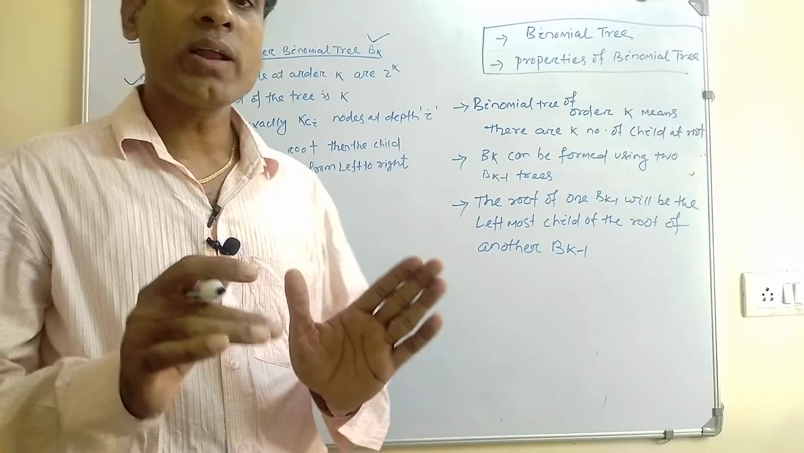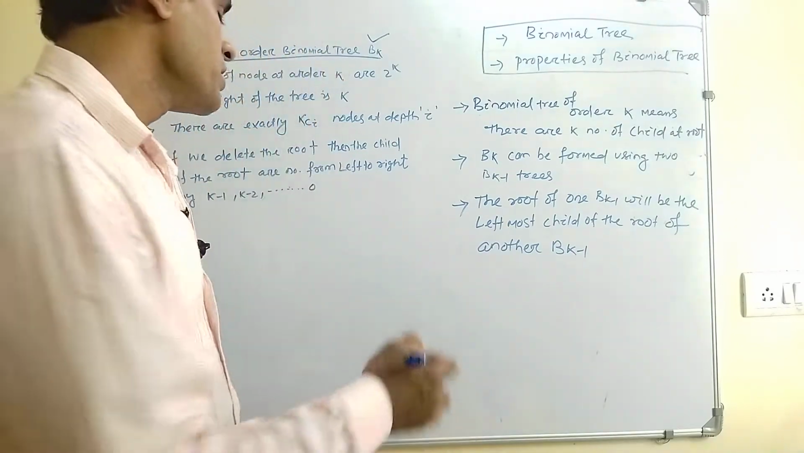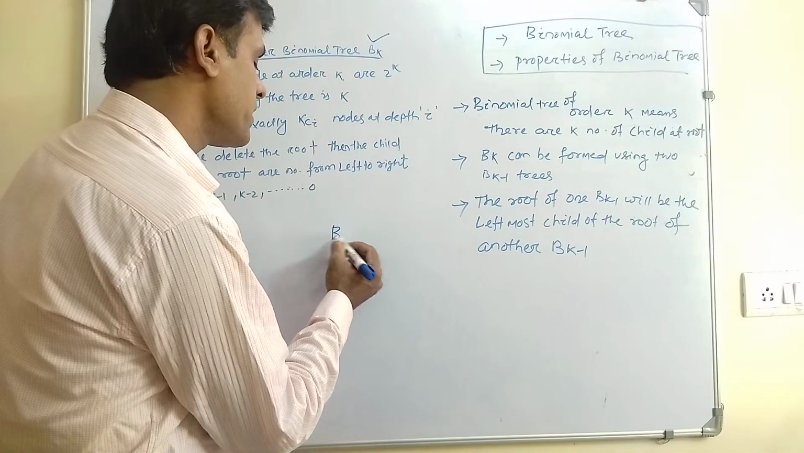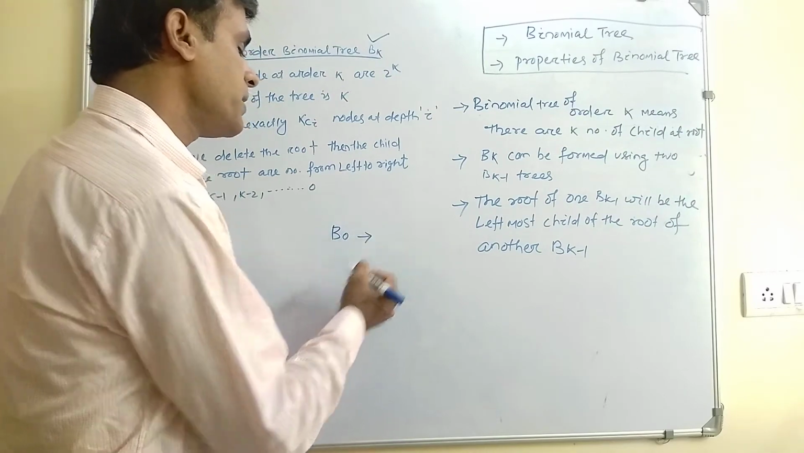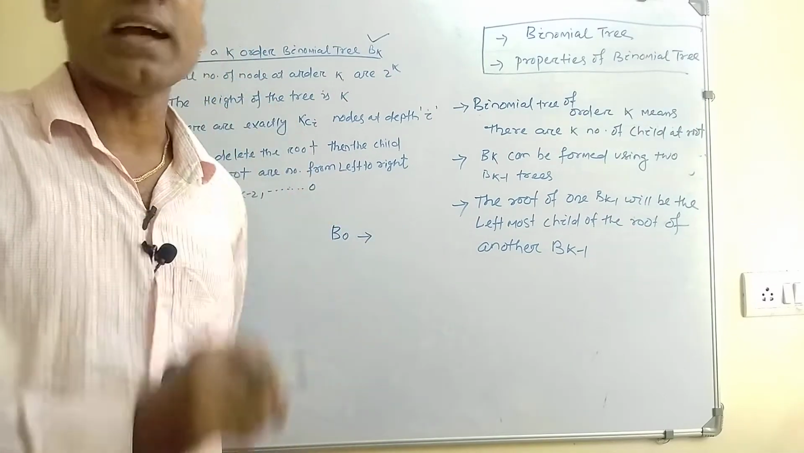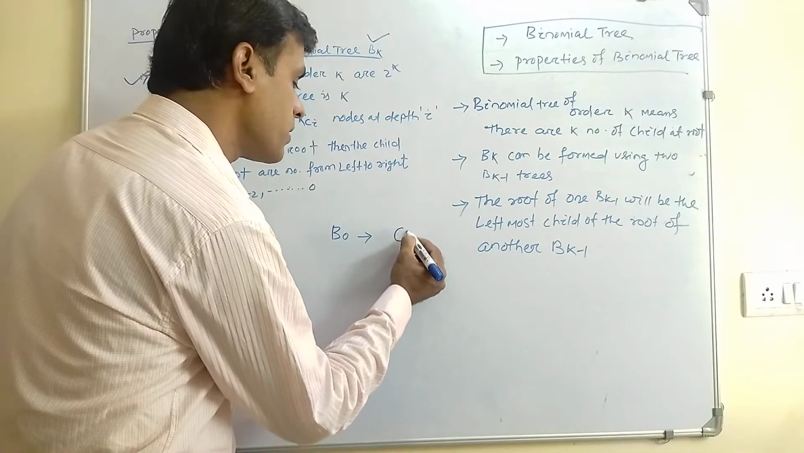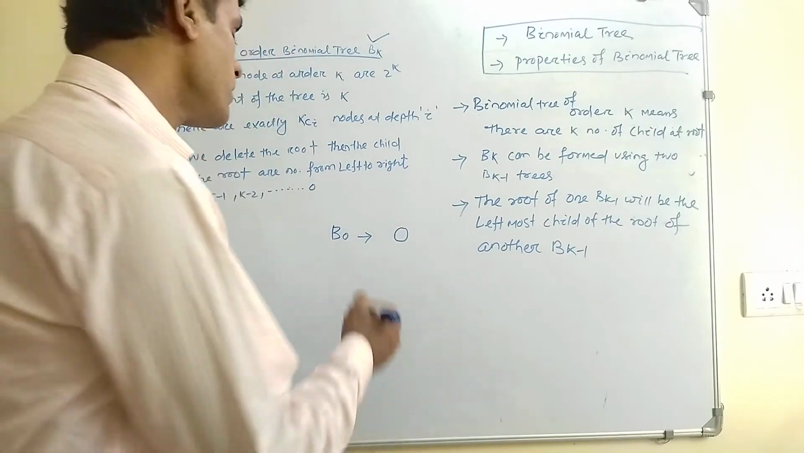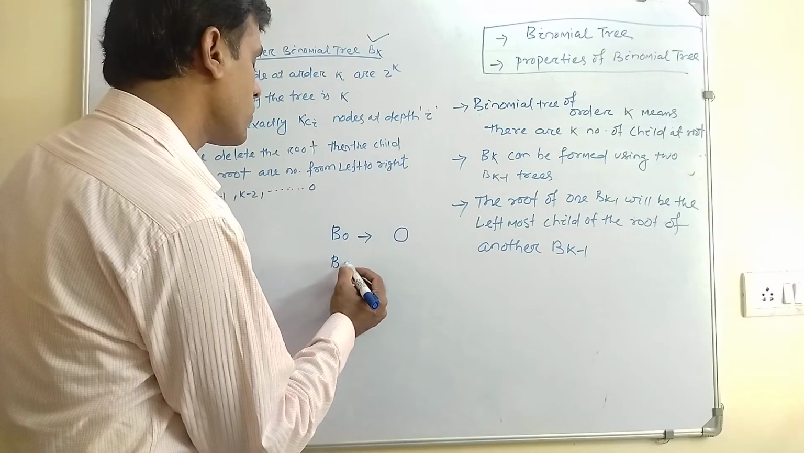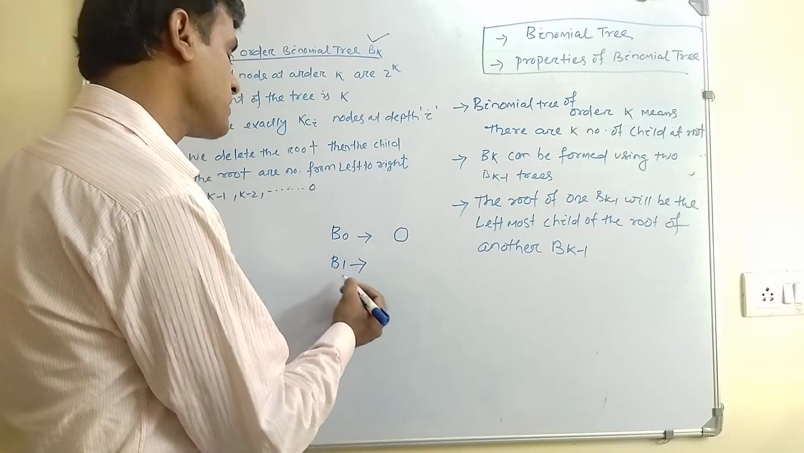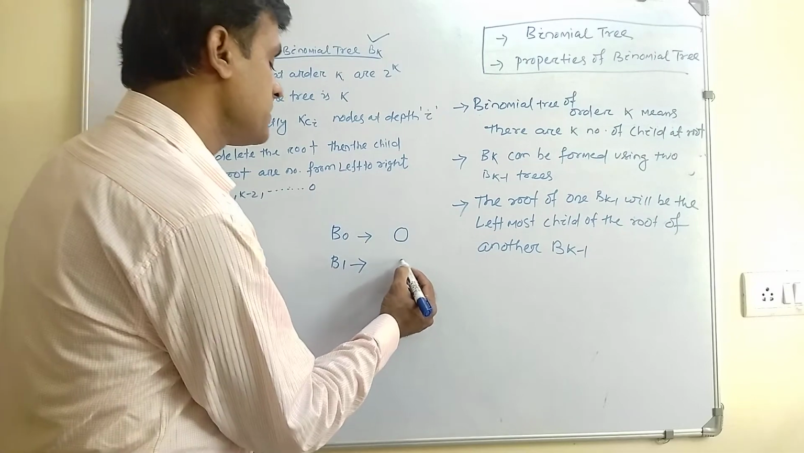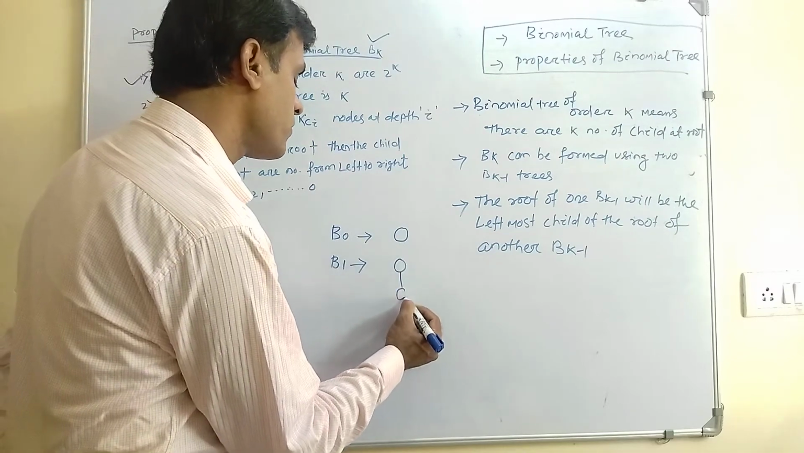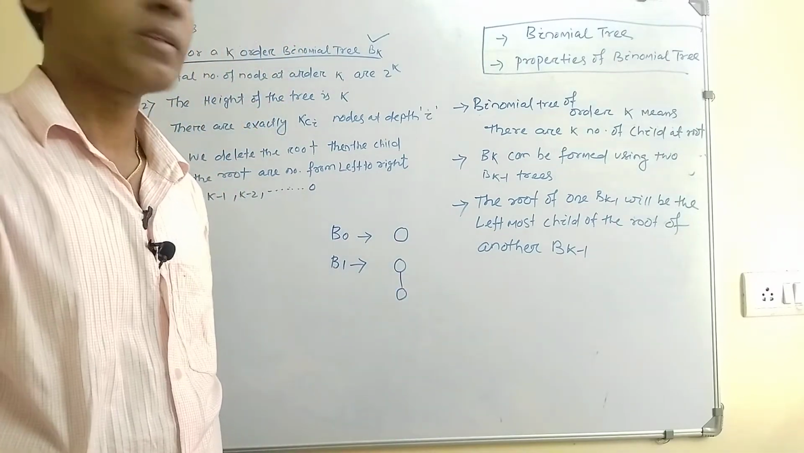So whenever you are forming a binomial tree, suppose you want to form a binomial tree of order 0. That means it has 0 children. That means this is a binomial tree of order 0, right? If you want to form a binomial tree of order 1, that means it has only one child. That means this is a binomial tree of order 1, right?